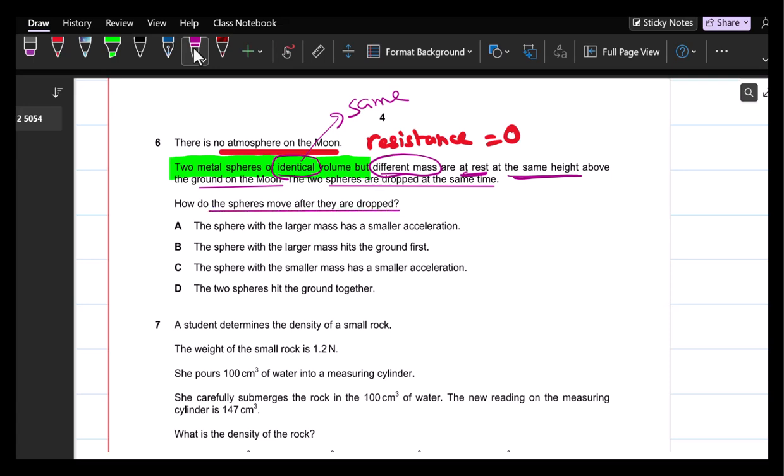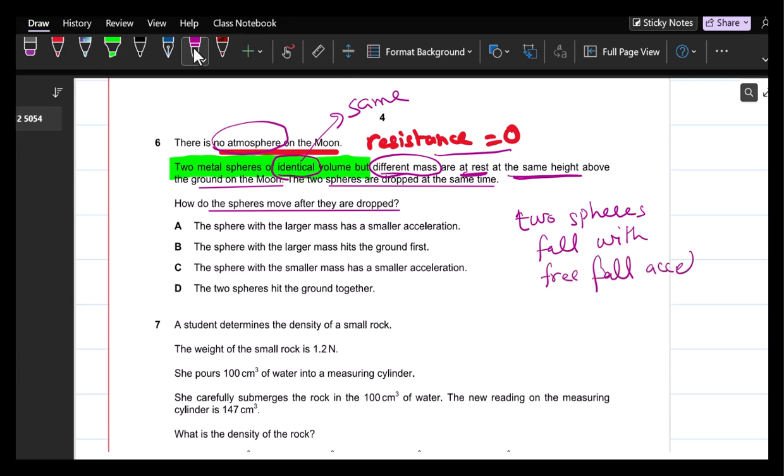So very important thing is here, no atmosphere on the moon. So resistance is zero. So two spheres fall with free fall acceleration, and they hit the ground. Here the ground is given, above the ground on the moon. So they hit the ground at the same time, because no resistance is there.